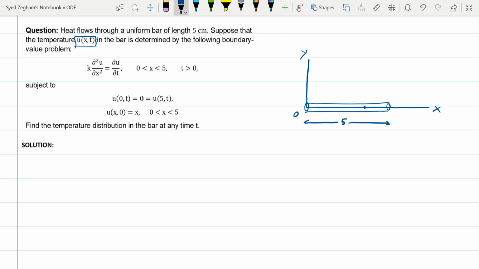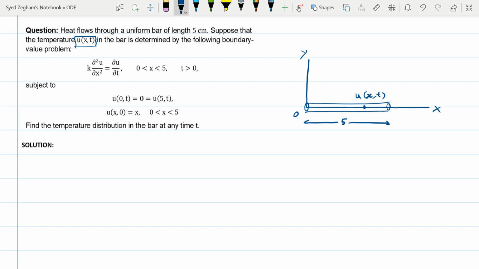Suppose at any point in the bar you want to talk about the temperature. Of course, the temperature will depend on the position of this point, which will be x, right? Because we have placed the bar along the x-axis. So the x coordinate will give us the position. So u, or the temperature, will definitely depend on the position, which is x, and of course at what time you are talking about, right? So u, the temperature, will be a function of x and t, the position on the bar and the time.